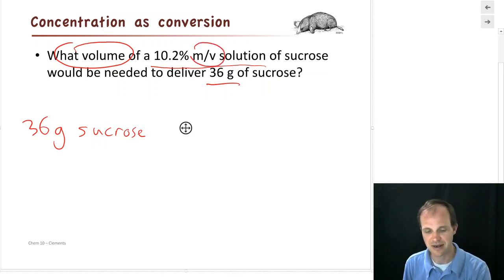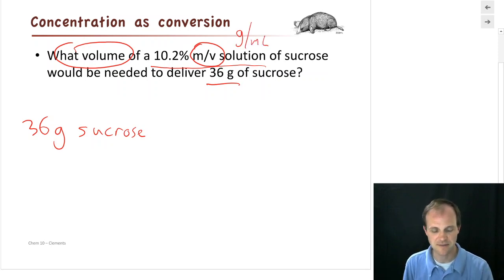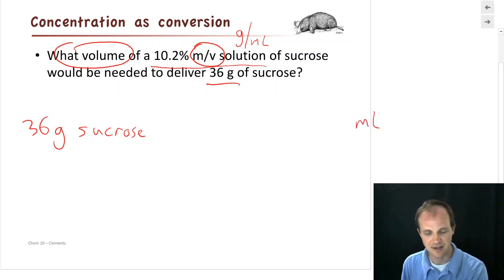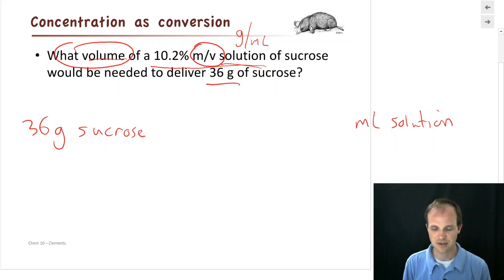Now, if you remember, M over V is specifically grams and milliliters, but not density. Right? It's grams and milliliters. And so I'm going to say my desired unit here is milliliters of solution. How do I know it was solution? Because if you read it, it says what volume of this solution would be needed. And so I know it's milliliters of solution.